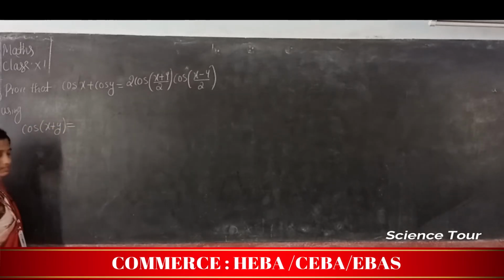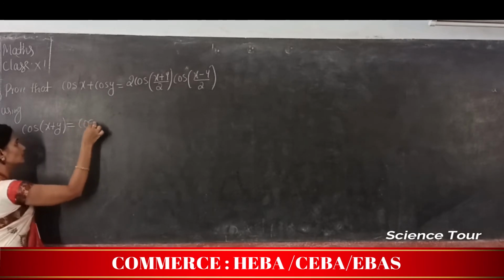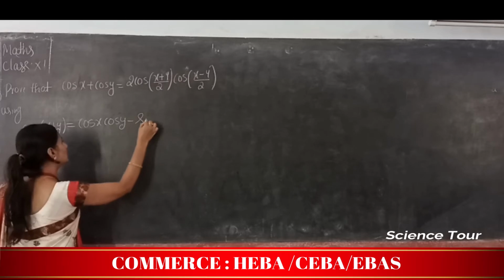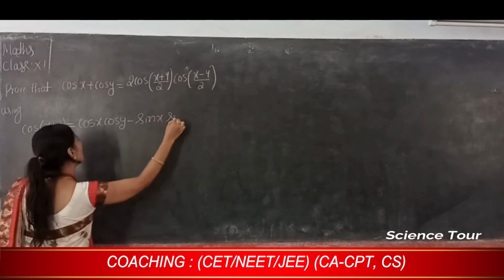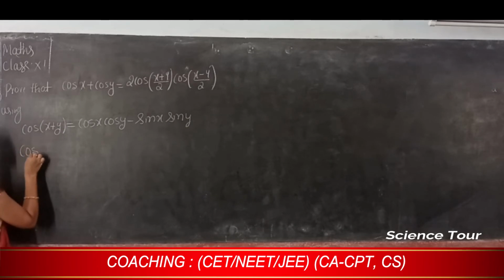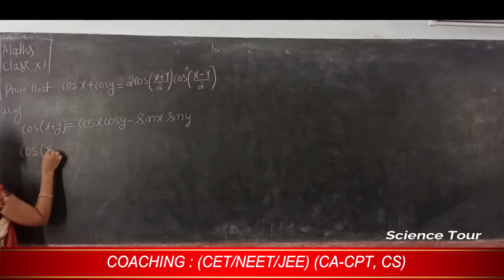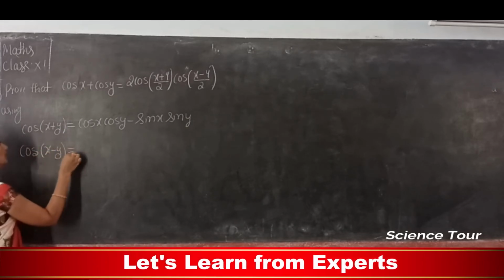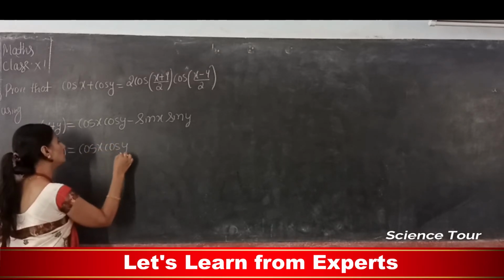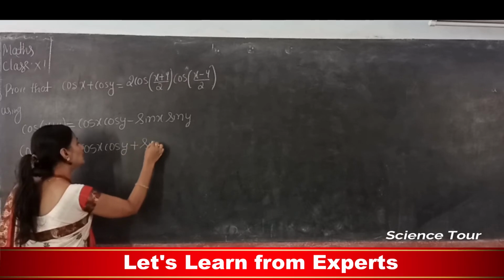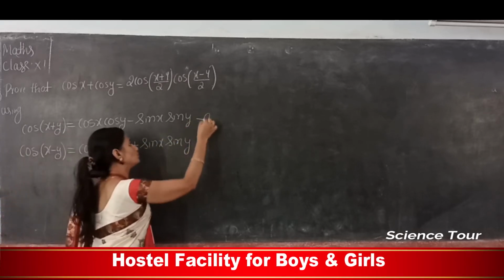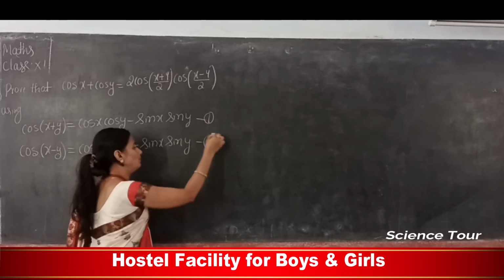So what is cos(x plus y)? Cos(x plus y) is cos x cos y minus sin x sin y. Right? Yes. Now the next formula is cos(x minus y), which is equal to cos x cos y plus sin x sin y. So take these as equation number 1 and equation number 2.